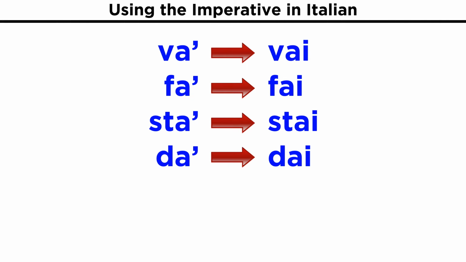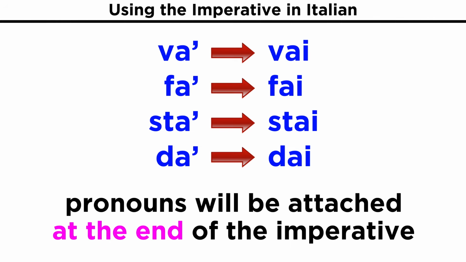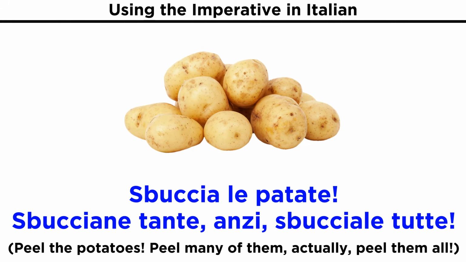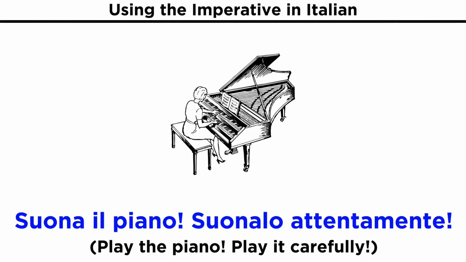These forms with an apostrophe are often substituted by the full form, vai, fai, stai, or dai. Also, and this is very important, with the imperative, all pronouns will be attached at the end. Compra il giornale. Compralo subito. Sbuccia le patate. Sbucciane tante. Anzi, sbucciale tutte. Suona il piano. Suonalo attentamente.